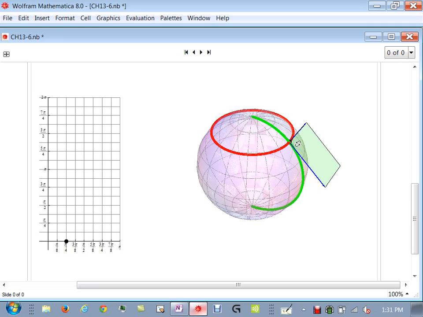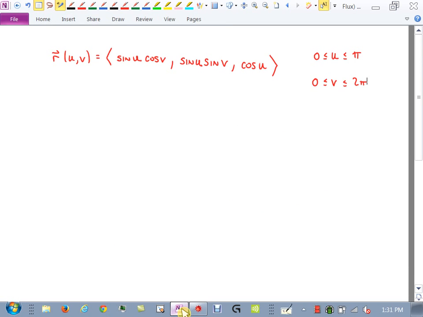Do we have a point? We do. The point's given to us. So all I need to do is come up with the normal vector of this plane, which means I need to take the cross product of R sub U and R sub V. But to do that, I need to know what R is, right? So there's what R is.